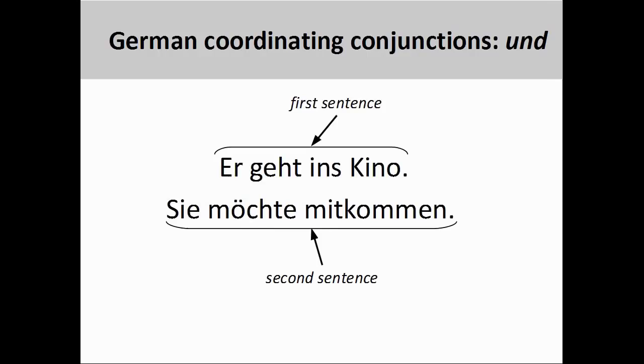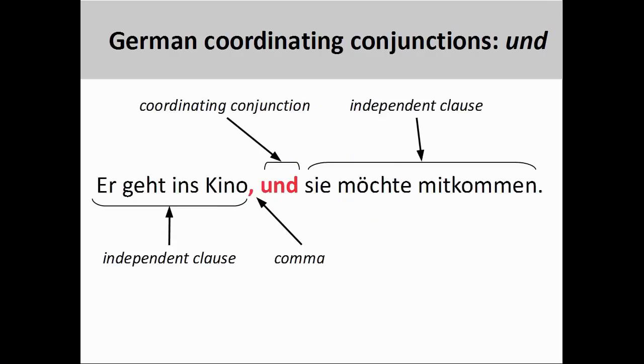We can also use und to join two sentences as a means of providing additional information. For example, the second sentence you see on the screen, sie möchte mitkommen, she would like to come with, provides additional information to the activity described in the first sentence. Er geht ins Kino. He is going to the movies. When "und" is used to join these sentences, the connection between the ideas they express is made even more explicit. It is important to note that, as in English, the resulting sentence manifests two independent clauses, which are separated by a comma preceding the coordinating conjunction.